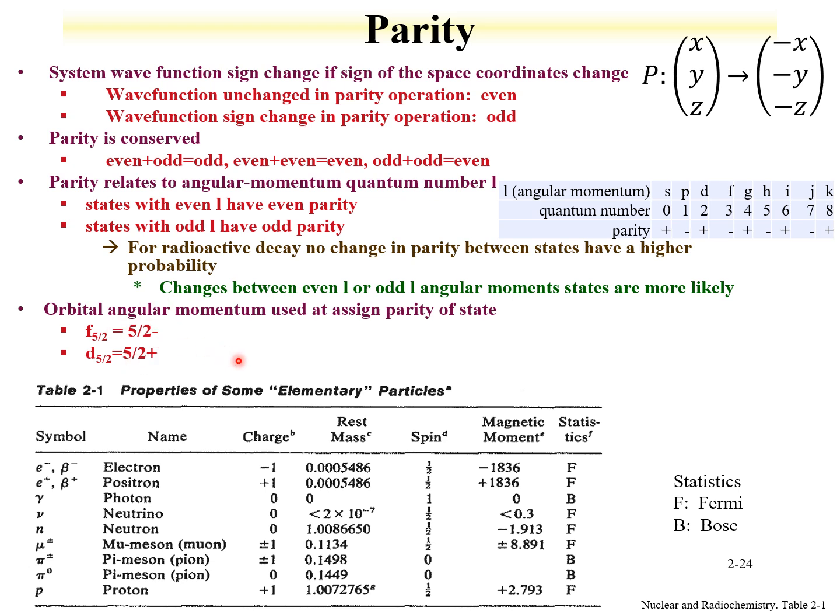As a review, here are some properties of elementary particles: charges, rest mass, spins, magnetic moments, and what sort of statistics they follow. We've talked about the electron, photon, positron, neutron, and then proton within this lecture.